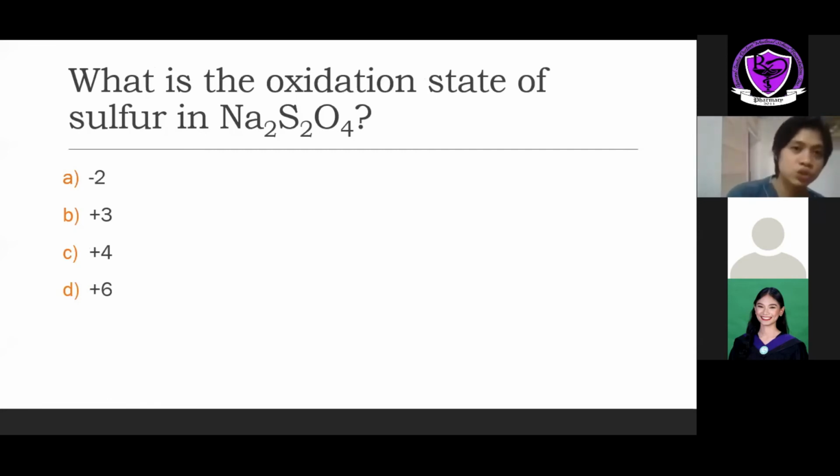What is the oxidation state of sulfur in sodium S2O4? No, wala siyang ionic form. S2O4. Okay, what is the oxidation state? Kung mapapansin nyo, our valence is 0. So you should equate to 0. Per sulfate yata ito. Teka lang, check ko lang. S2O4. S2O3 disulfate. Yan, may answer na.